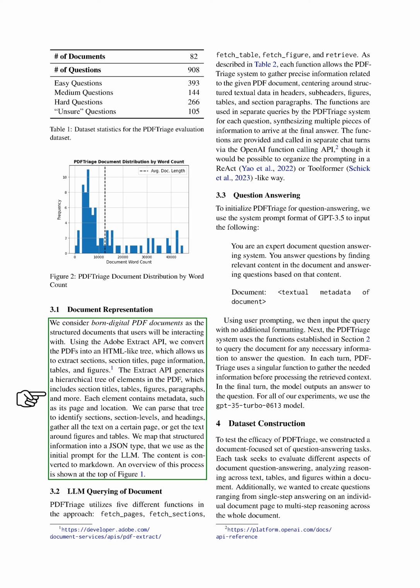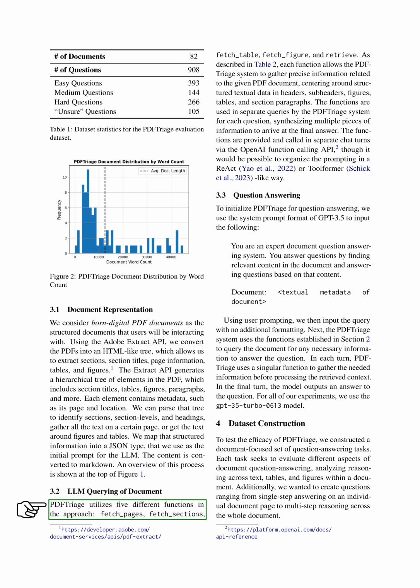We can parse this tree to identify sections, levels, and headings, gather all the text on a certain page, or get the text around figures and tables. We convert this structured information into a JSON type, which we use as the initial prompt for the LLM. The content is then converted to Markdown. PDFTriage uses 5 different functions: fetch_pages, fetch_sections, fetch_table, fetch_figure, and retrieve.